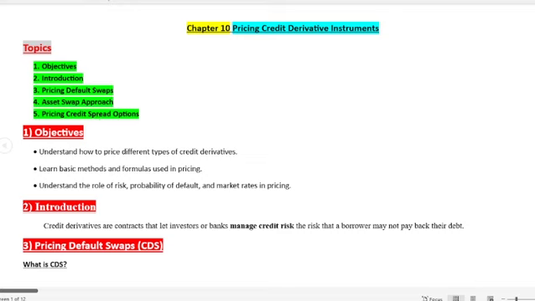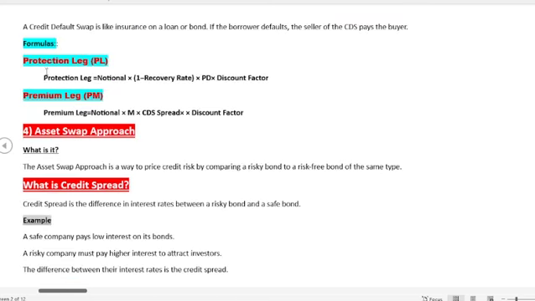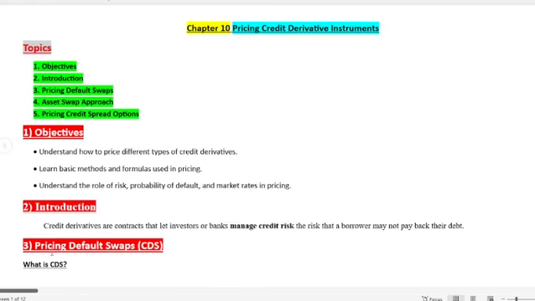The third part is pricing default swap. Pricing default swap is the key topic and the hot topic of this chapter, and we are going to talk about it in great detail. We have the formula: the protection leg and the premium leg. I have tried to cover this whole chapter through these two formulas, the protection leg and the premium leg.